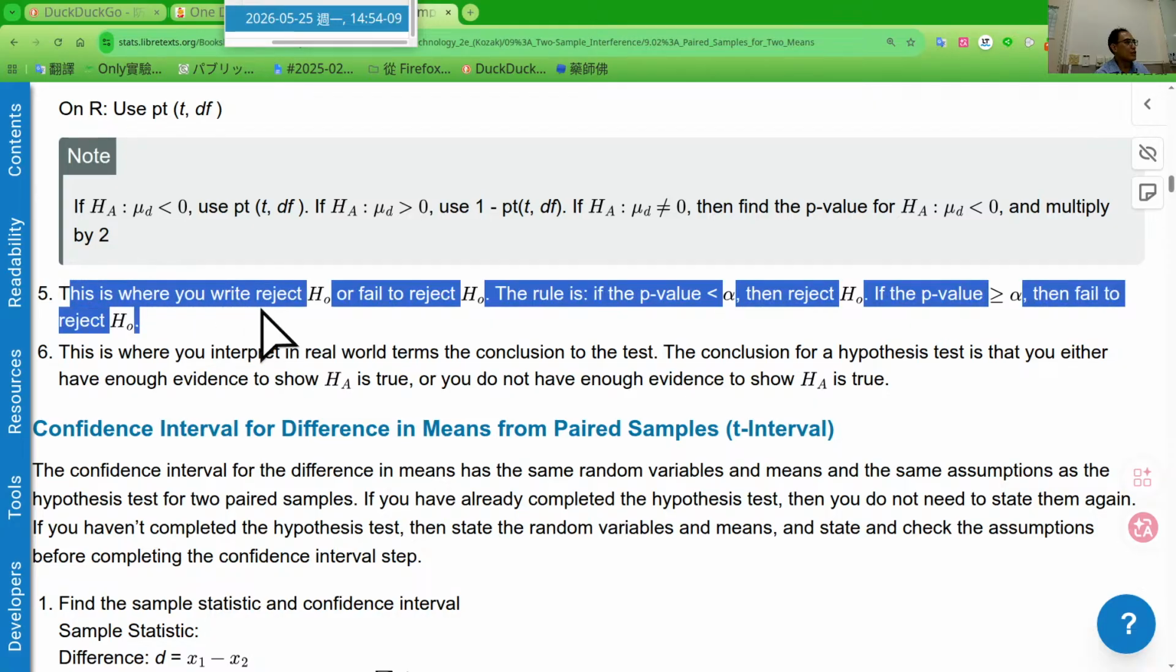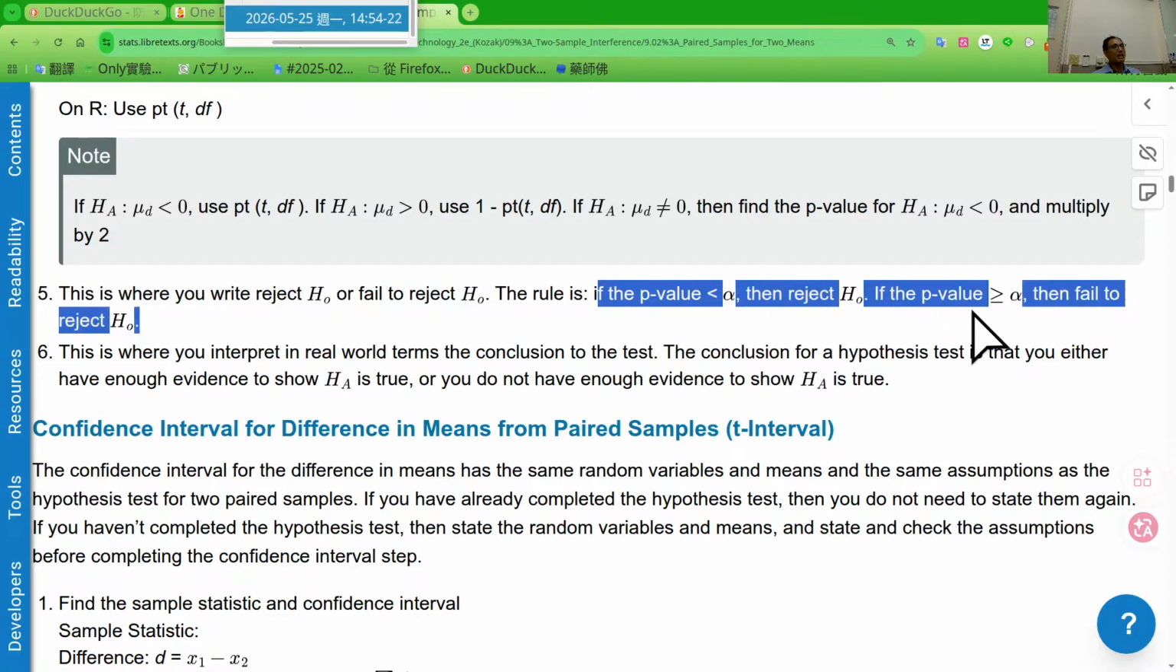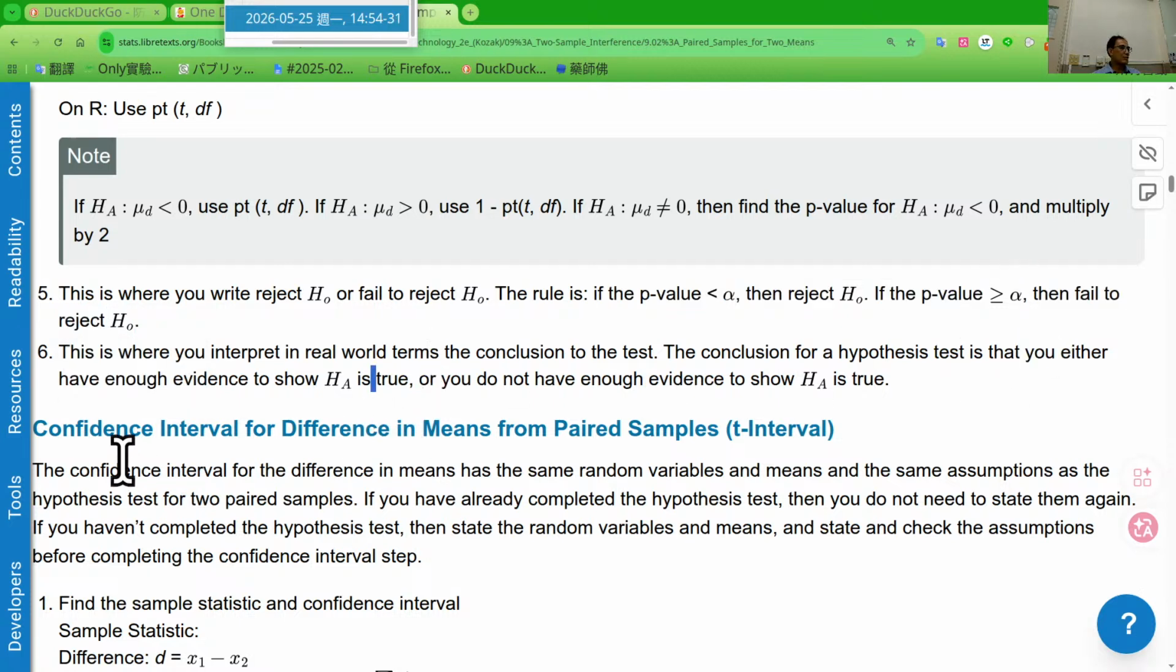Okay, and this is where you write reject the null hypothesis or fail to reject the null hypothesis. The rule is if the p-value is smaller than alpha, reject the null hypothesis. If the p-value from the calculation is equal to or greater than alpha, generally 0.05, then fail to reject. This is where you interpret in real world terms in conclusion to the test.